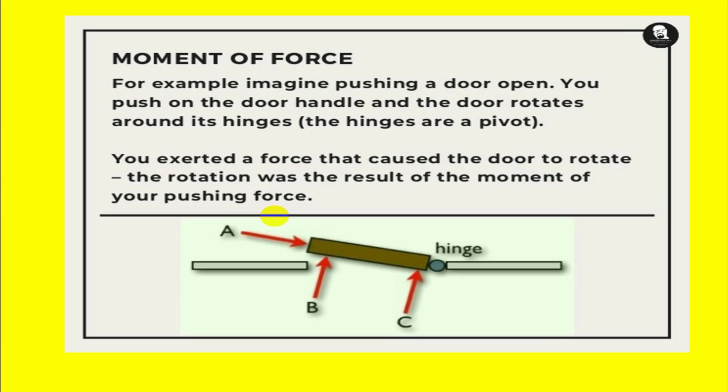Moment of a force. For example, imagine pushing a door open. You push on the door handle and the door rotates around its hinge. The hinges are a pivot. You exerted a force that caused the door to rotate. The rotation was the result of the moment of your pushing force.